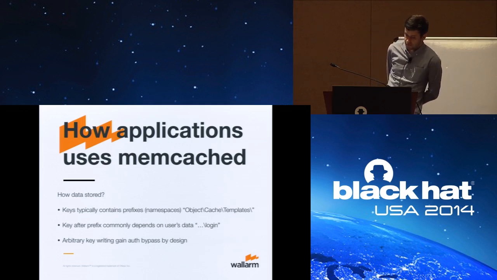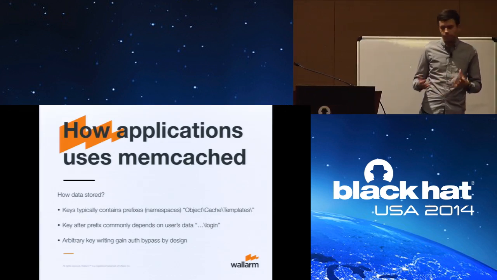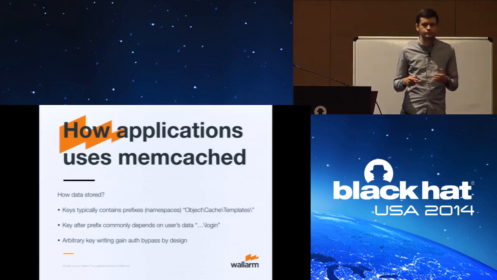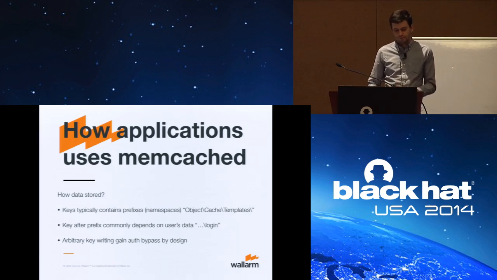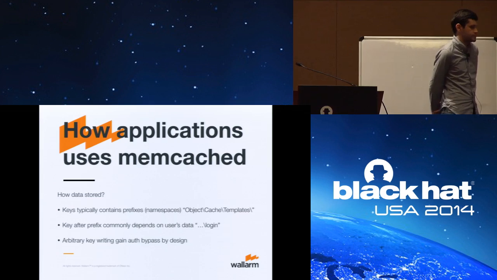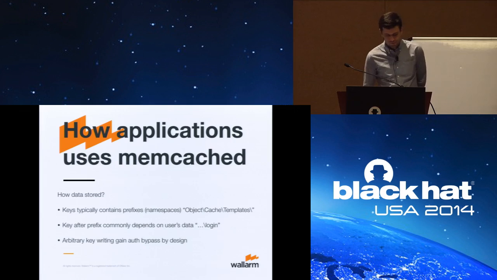How is data stored at the application layer? Basically, its key typically contains prefixes. It's application logic on top of the main Memcached protocol. A namespace in the key is just delimited by some bytes, for example by a slash. These are string shards which allow the application to use different application logic. And the key after the prefix commonly depends on user data, for example the user's login, the user's session ID or other user data. And for that, arbitrary key writing can gain authentication bypass and bypass namespace restrictions by design, because it's not a good idea to inject arbitrary data into any database, and Memcached is one of them, right?